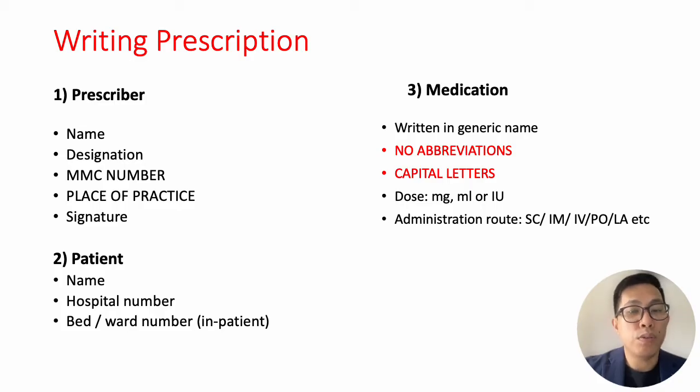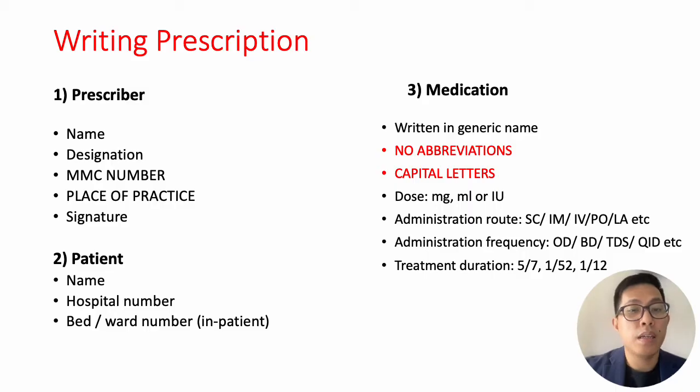You want to give subcutaneous, IM, IV, per oral, or local application. Your administration frequency must be stated. The treatment duration must be stated as well. 5/7 refers to 5 days, 1/52 refers to 1 week, 1/12 refers to 1 month. Then the starting date, and the indication of the prescription.